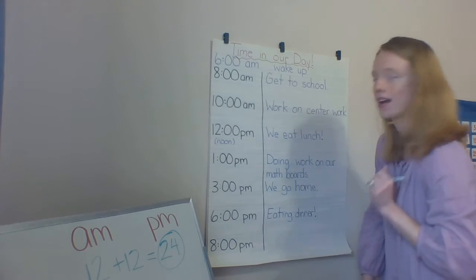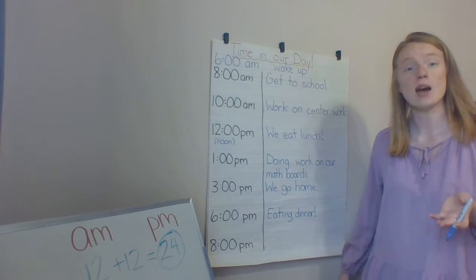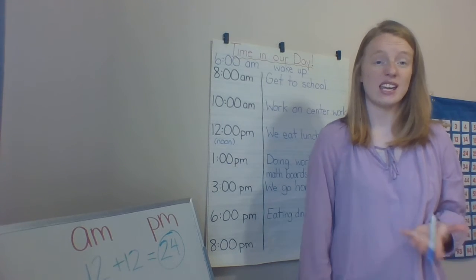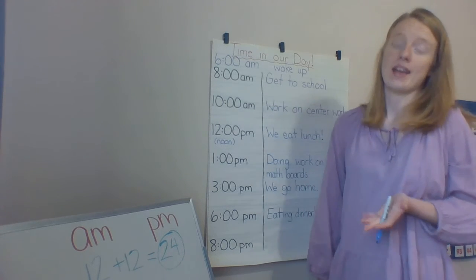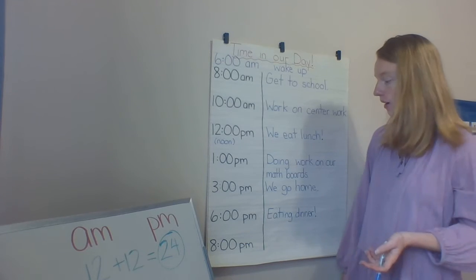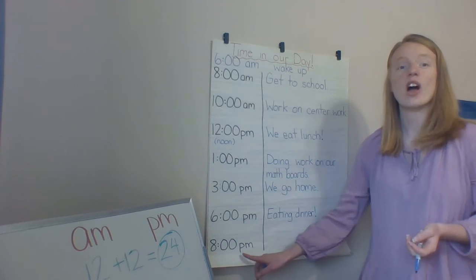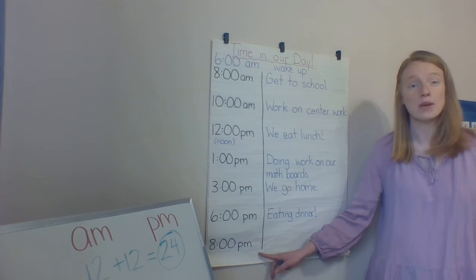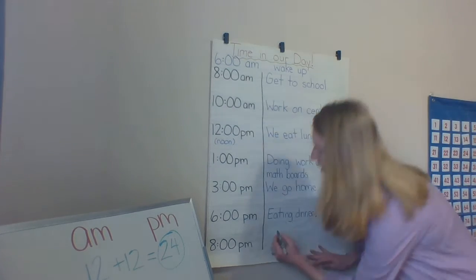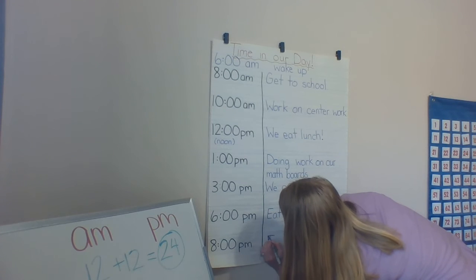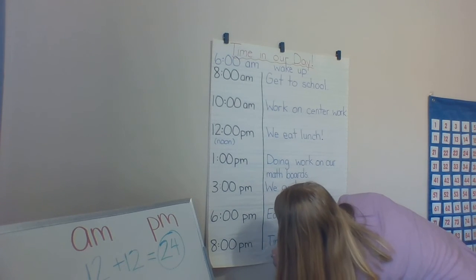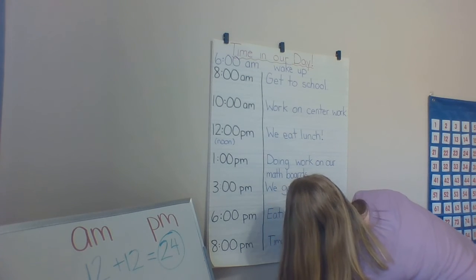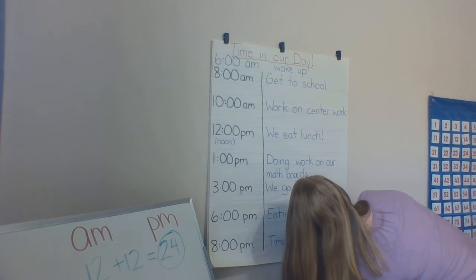You might have dinner at a different time. Ask your adult what time you usually have dinner at your house. Mr. K, when he was young, he had dinner at around 8 o'clock at night. And so different families do different things, and that's okay. And then at 8 o'clock p.m., that's when a lot of us might be getting ready to go to bed. So at 8 o'clock p.m., it is time to go to sleep.